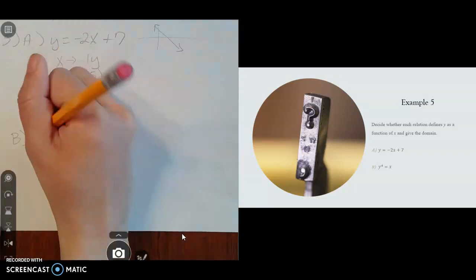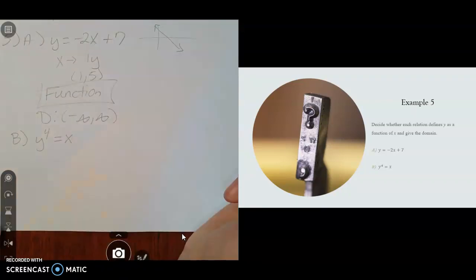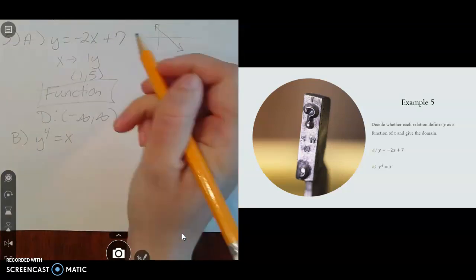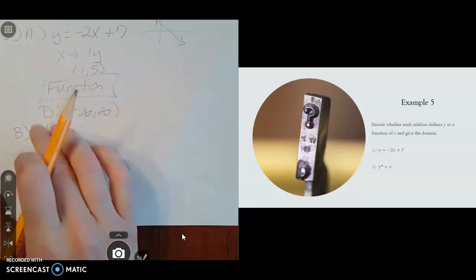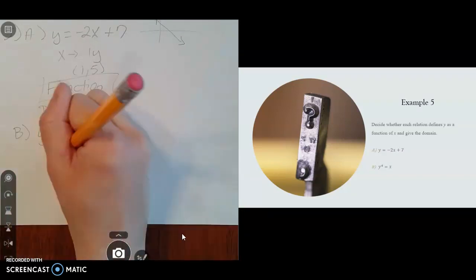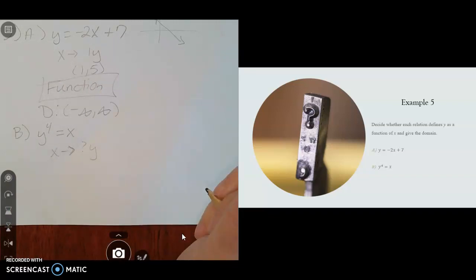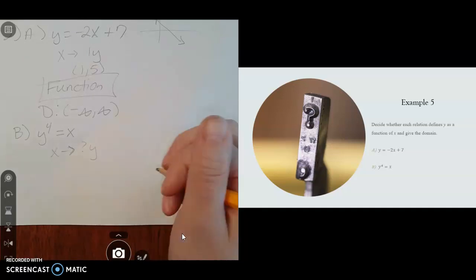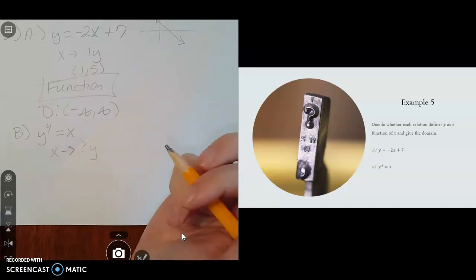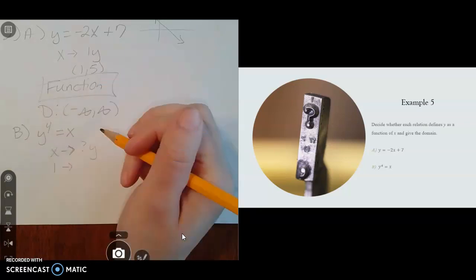So in B, we've got y to the 4th equals x. This one, you may not have a good picture of what it looks like. It's not a line like the last one. We've got y to the 4th equals x. And so then you have to think, well, if I put in an x value, how many y values am I going to get? Am I just going to get one, or could I get more than one? And so you may even think about an example. How about if x is 1? How many different y values could we get so that x is 1?